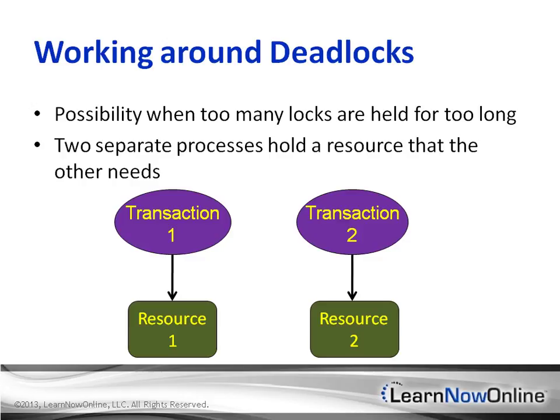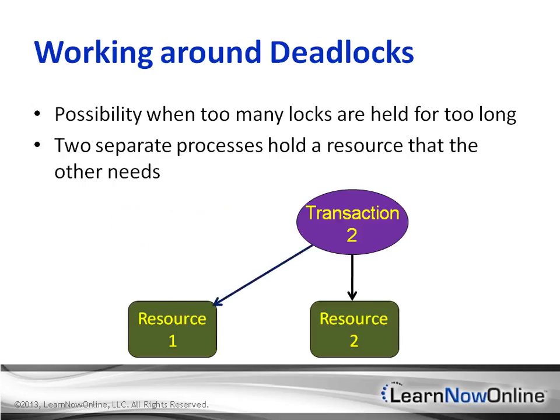And at this point, absent any intervention by either you or SQL Server, things are just going to sit there being blocked forever. Okay, if SQL Server or you do something to get rid of a transaction, then transaction 2 is finally able to get the lock on resource 1. It can continue to execute because it has access to the resources that it needs. Okay, so that's basically how a deadlock works.